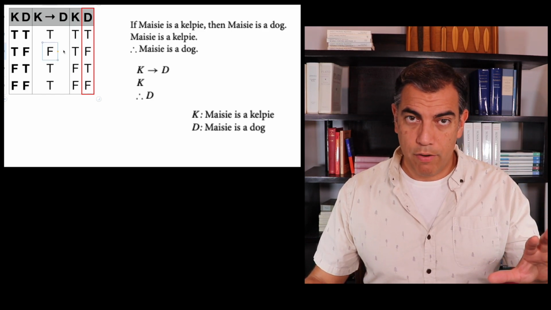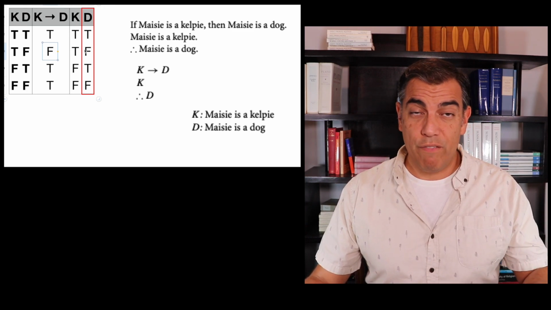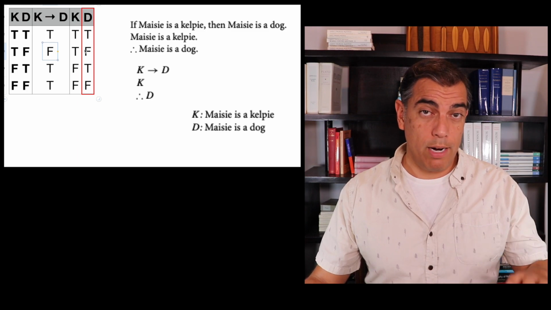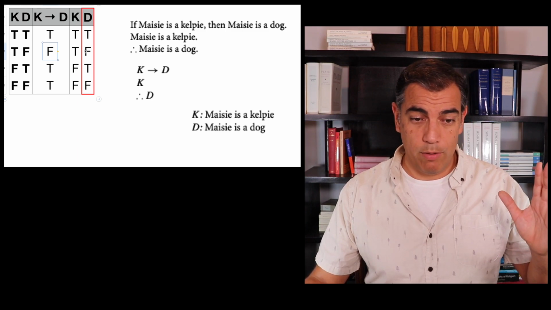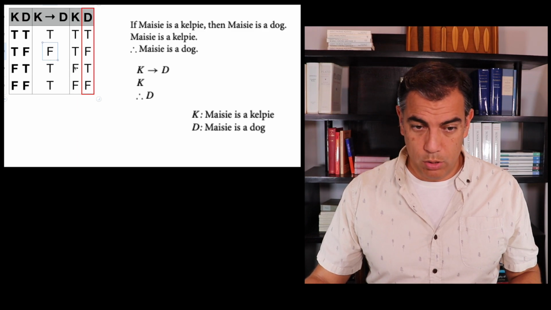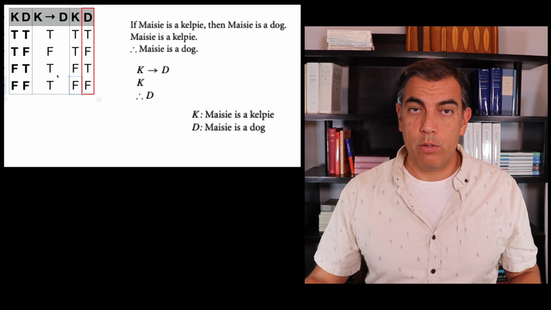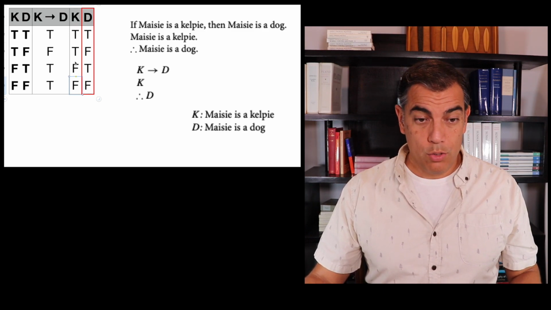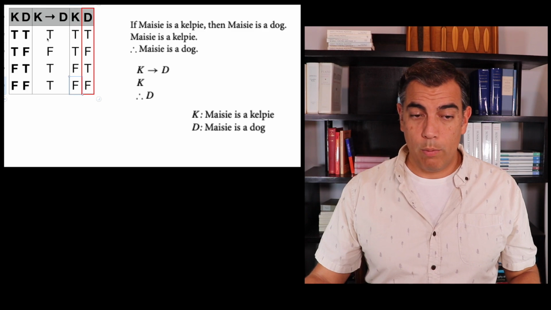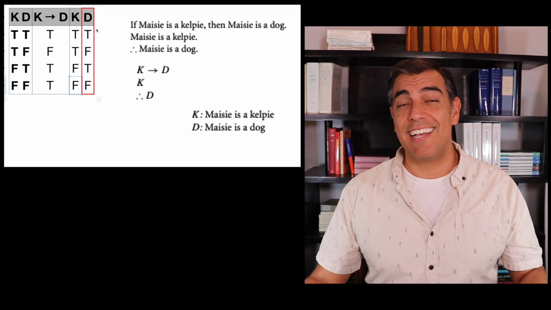Don't even need to look any further. I don't care what the conclusion is on that second row. The fact that I have a false premise means that that's not going to count. And then for the bottom two rows, K is false in both of those, so both of those have a premise that is false. So really it's only row 1 where we have both premises true and the conclusion false. This is a valid argument.